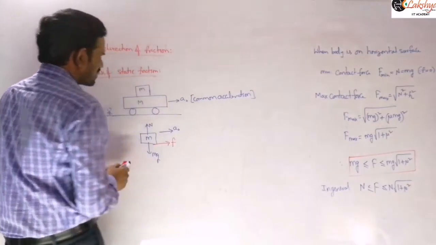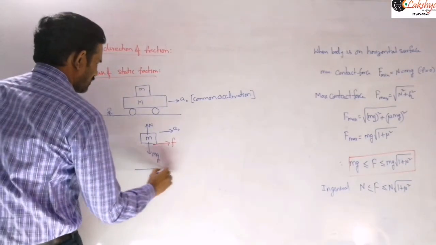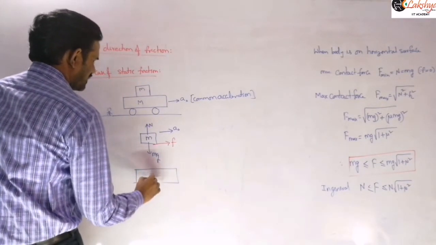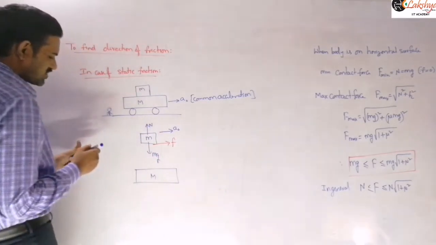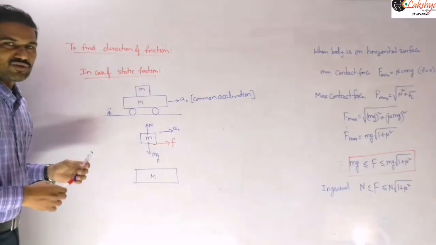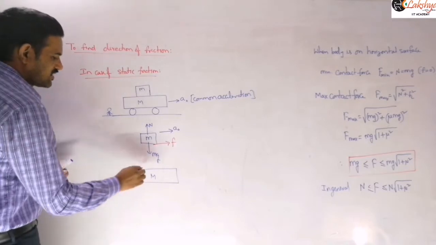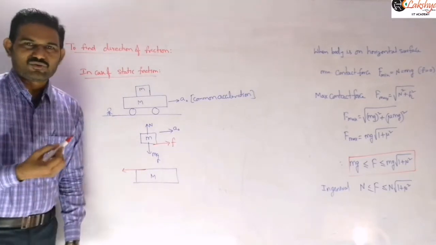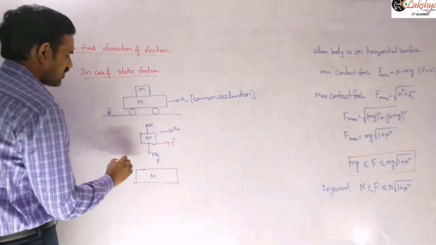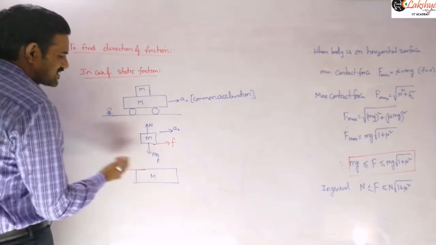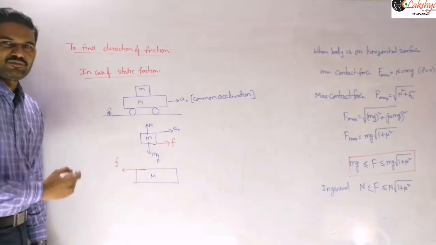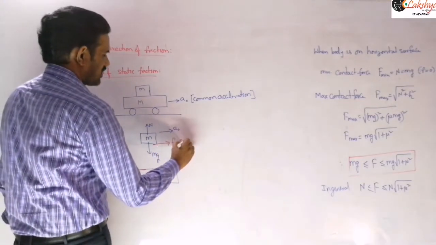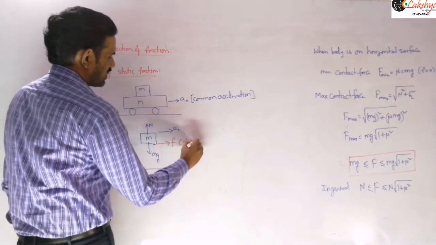But if you take the free body diagram of this capital M, for this capital M this static friction will act in the backward direction, because always remember that friction is like action and reaction. That means it forms an action and reaction pair. It obeys Newton's third law. So the same static friction on this capital M will be in the backward direction. So here the nature of this friction will be static friction.